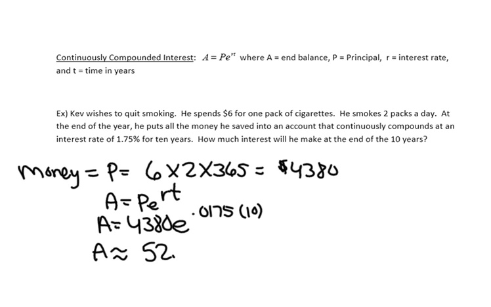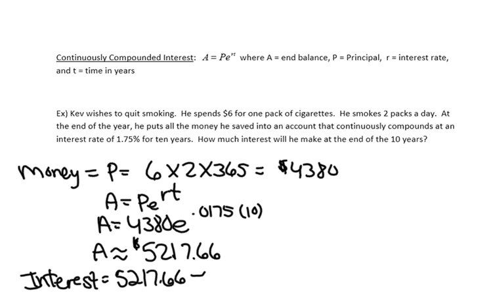You should get approximately $5,217.66. Now remember, that's the total amount. That is not the interest. So if I want to know what the interest is going to be, I'll take the total amount at the end of the 10 years minus how much money I put in, which in this case was $4,380. My interest is $837.66. Not bad if you can quit smoking.